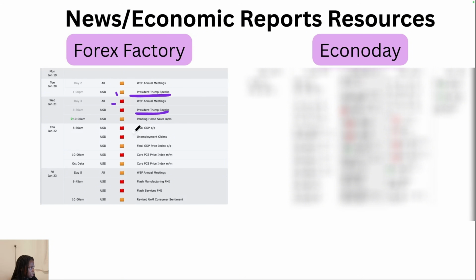You can filter to make sure that it shows you only the orange and red folder reports. So, for example, now on Thursday, January 22nd, there's final GDP numbers that will come out and unemployment claims. You want to pay attention to this time. It shows 5:30 because it shows 8:30, and this is Eastern time, for those wondering. I'm sure you all know if you're familiar with the market.